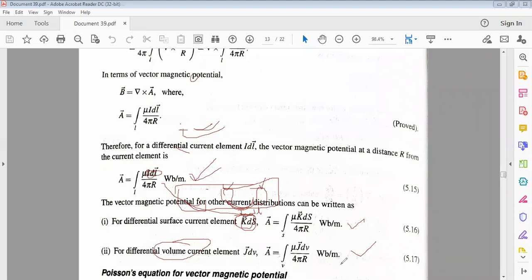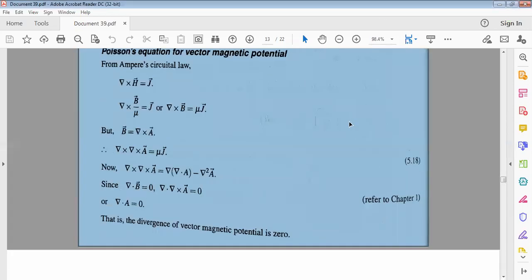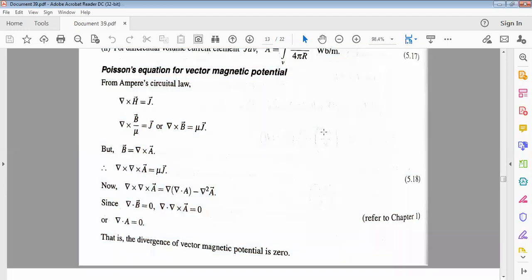Similarly, Poisson's equation for vector magnetic potential.